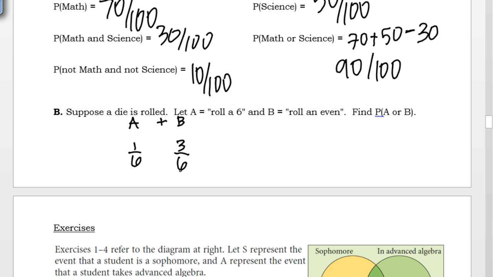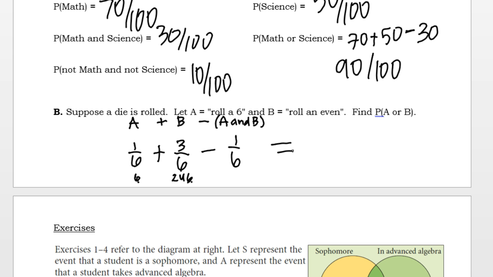But notice 1 out of 6 is for a 6. 3 out of 6 includes 2, 4, 6. I double counted the 6. So that's why I have to subtract off A and B. Which numbers on my die are both 6 and even? Well, 6 is the only one. So this is a simple way to really illustrate how we don't want to double count that 6. So I'm adding A and B, but I'm subtracting off a 6 because I double counted the 6. And that leaves me with 3/6, or 1/2, or 0.5, or 50%. They're all the same thing.